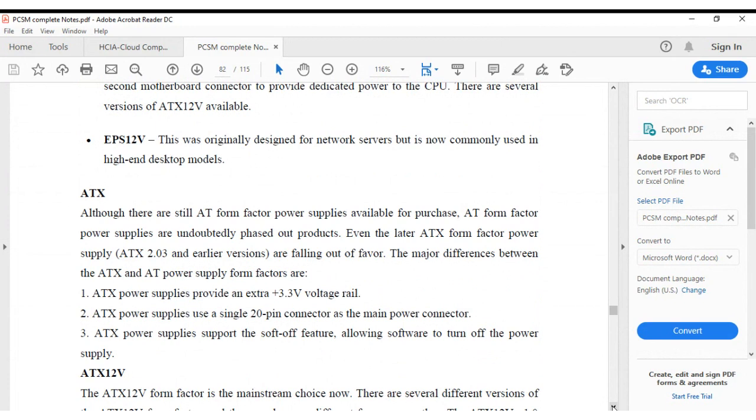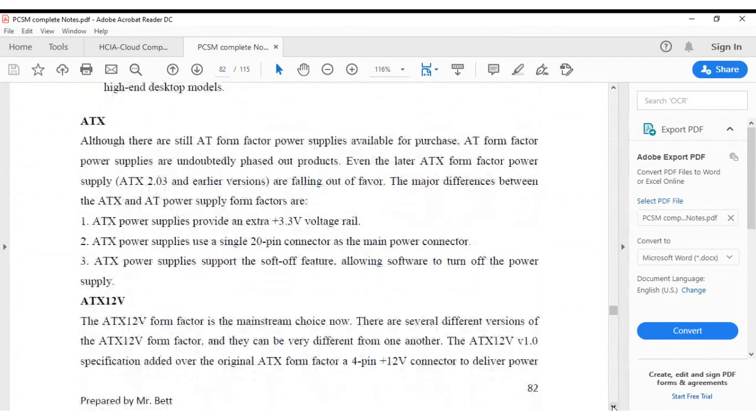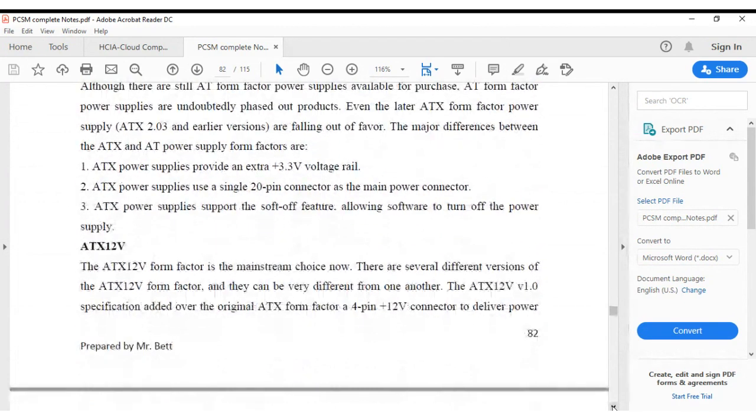ATX power supplies provide an extra 3.3 volt rail. Again, ATX power supplies use a 20-pin connector as the main connector, and ATX power supplies support the soft-off feature, allowing the software to turn off the power supply.